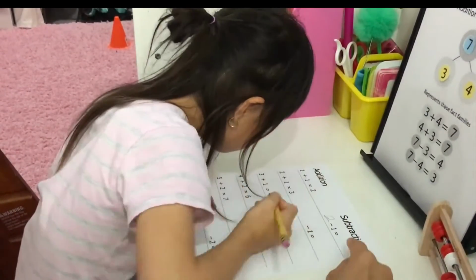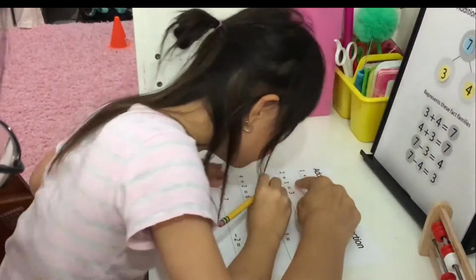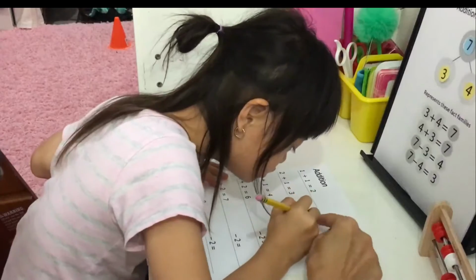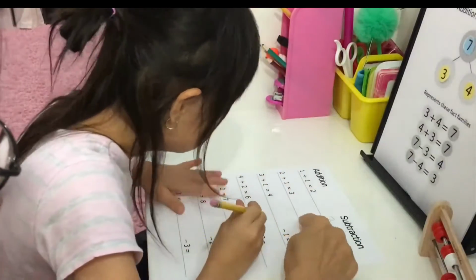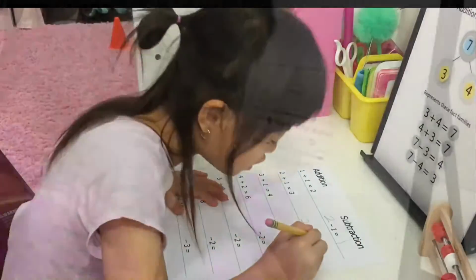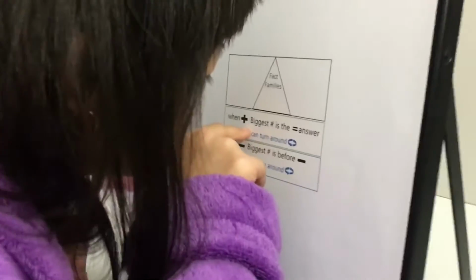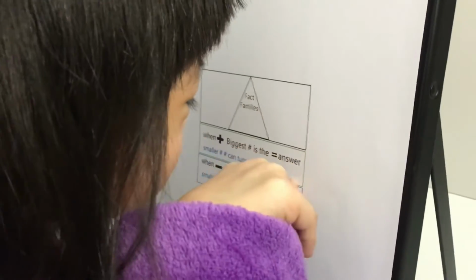It was fun. Yeah, good job. You got it, honey. 2 plus 1 equals... equals 3. Let's write the large number here. That is the large number. 3 minus 1 equals... 2. You got it. When the biggest number is the answer.